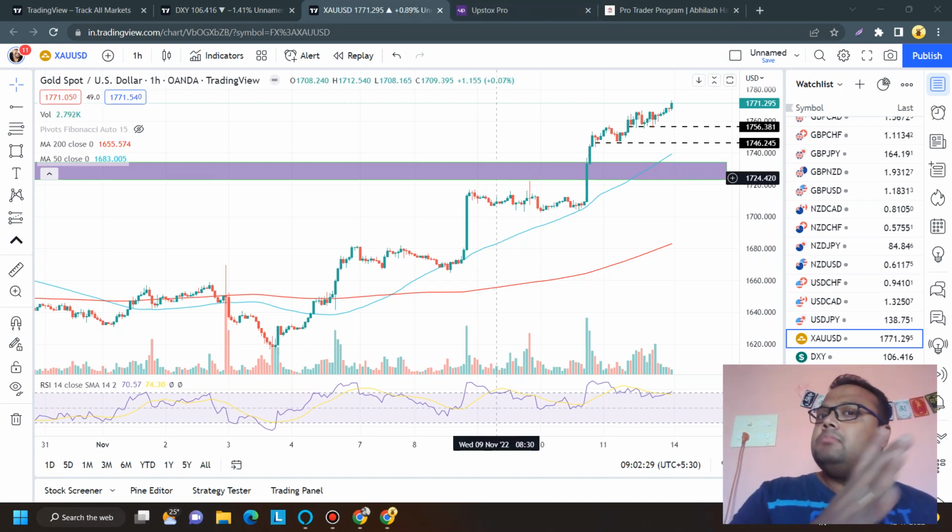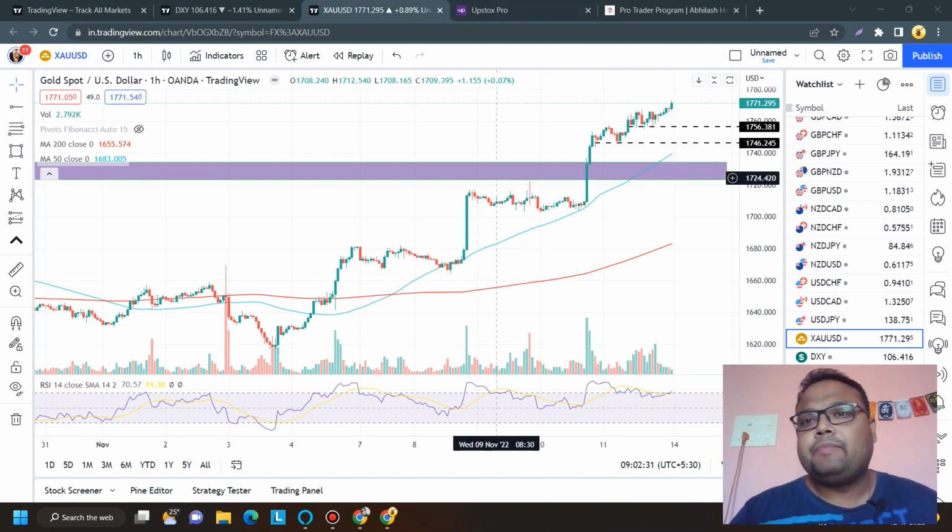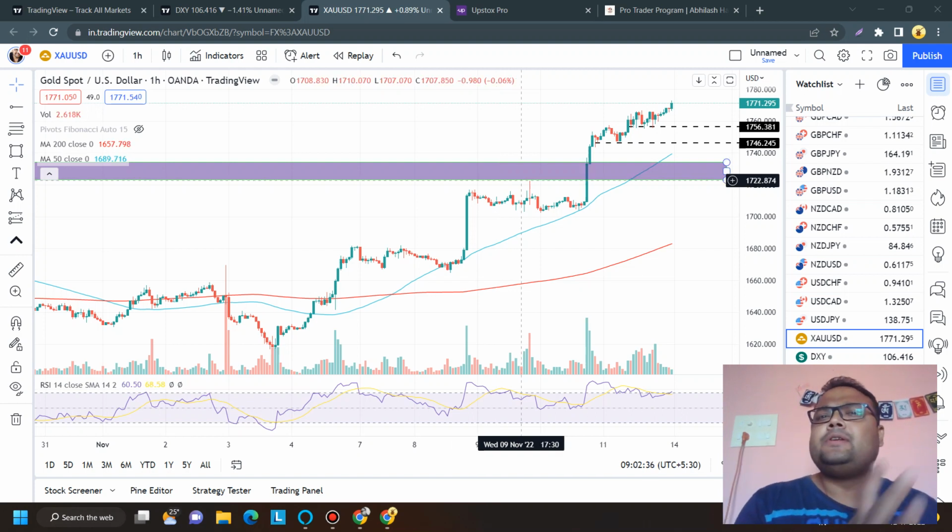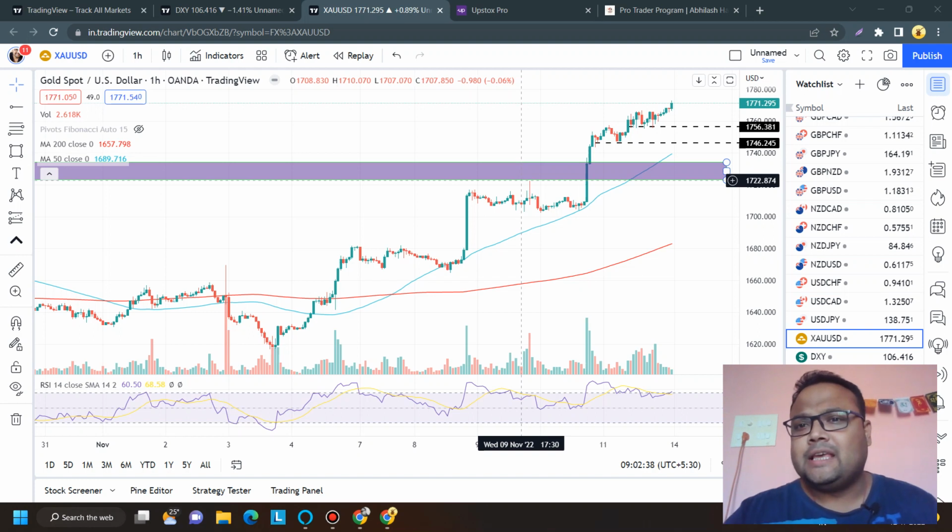Because right now correction is going on in DXY and gold is extremely bullish, and we have already discussed the structure and all, so I do not want to repeat the same stuff here.